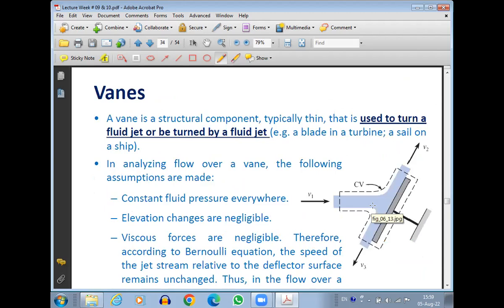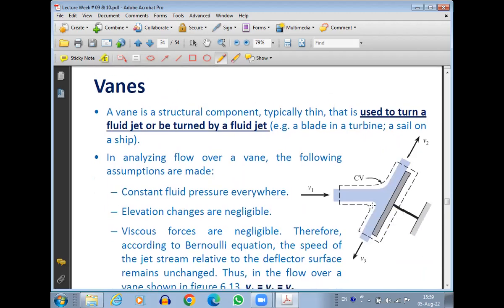Okay, next is the topic of vanes. Before starting the topic of vanes, let's have a break of 5 to 10 minutes, and then we will be back with this topic.